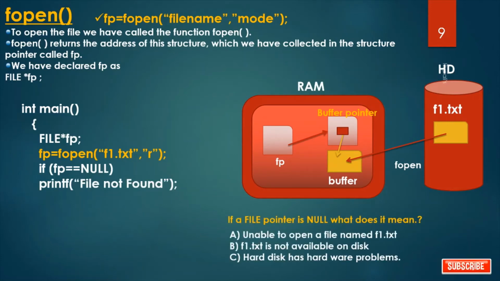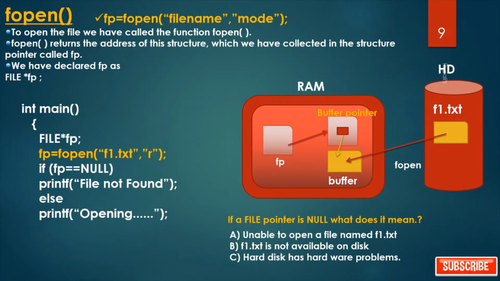If a file pointer is NULL, what does it mean then? It means it is unable to open a file named f1.txt, or f1.txt is not available on the disk, or there is some hardware problem in the hard disk. But if the file already exists, then it gives the message opening.